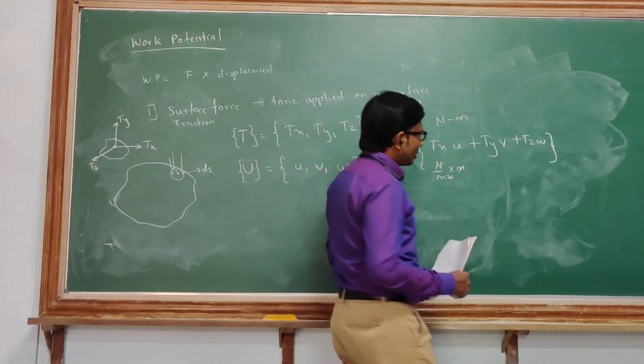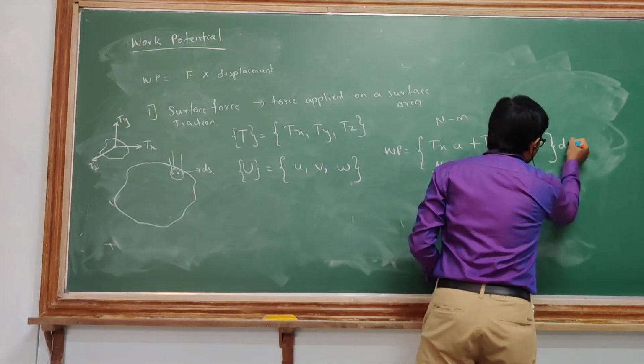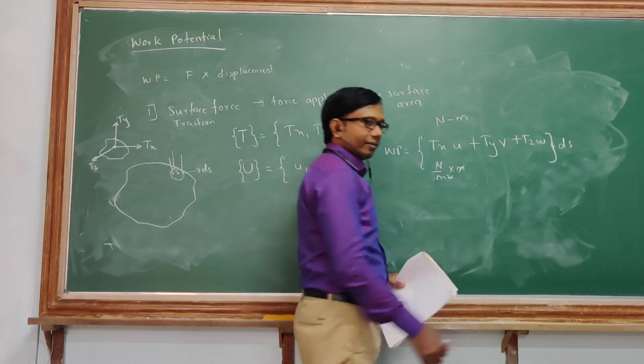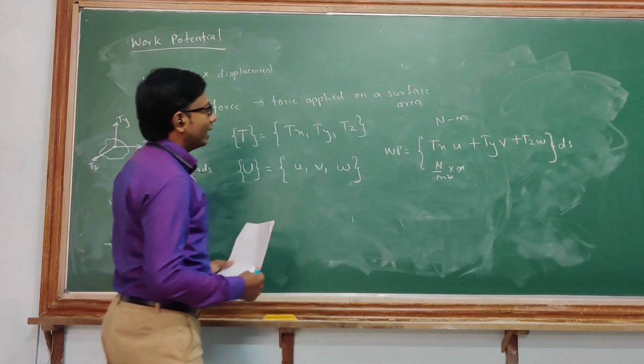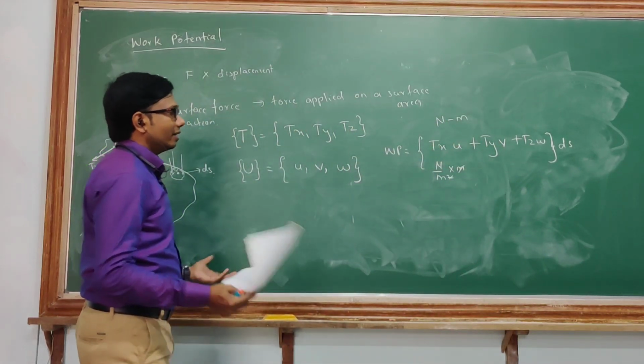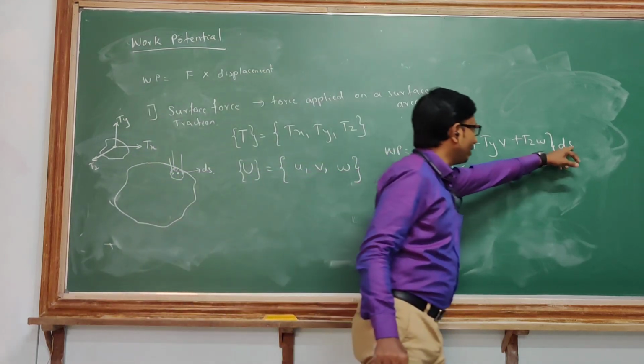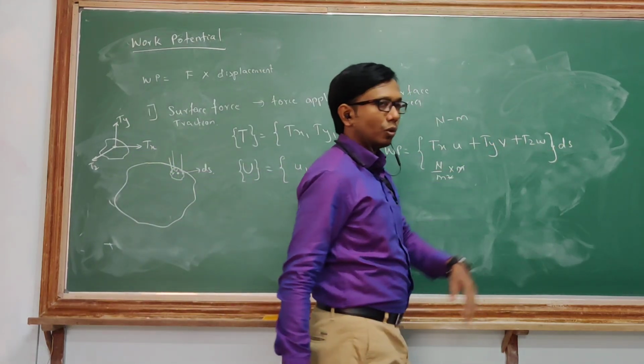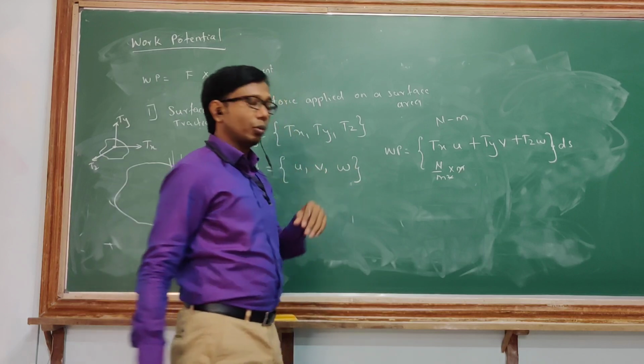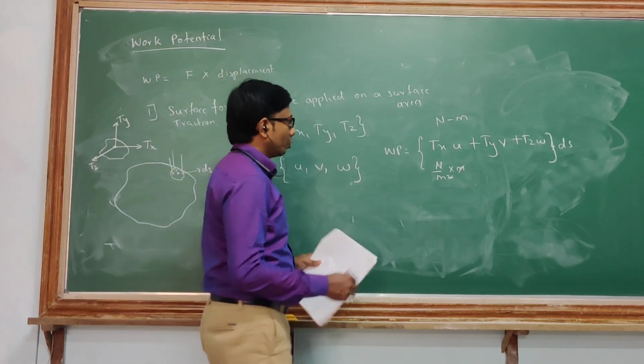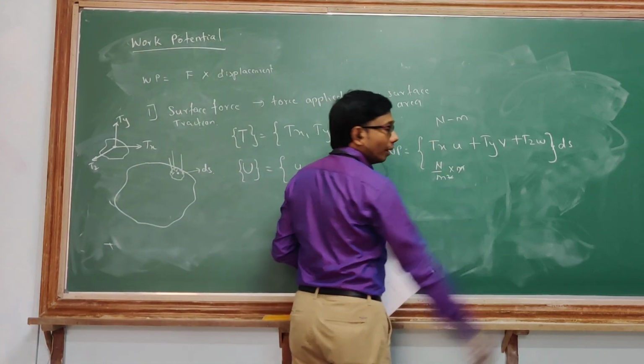So what I will do is I will just multiply the surface area ds. So this becomes meter square here. So meter into meter square, meter square upon meter will be just meter. So we will end up with Newton meter.